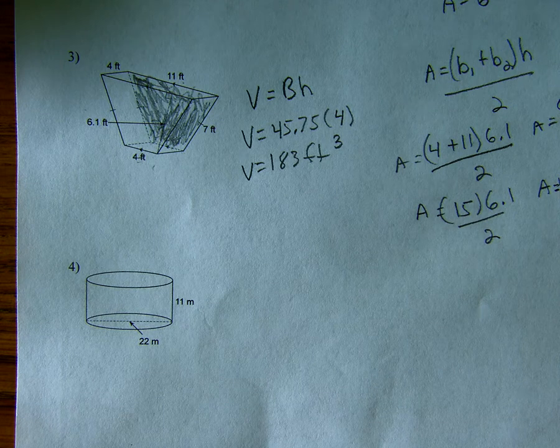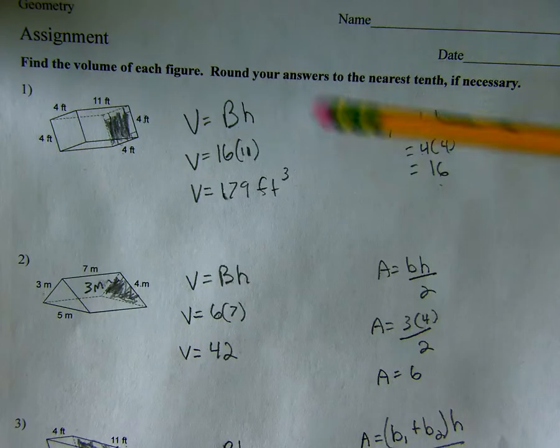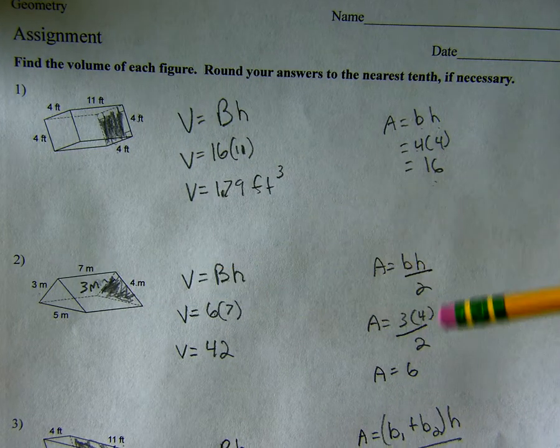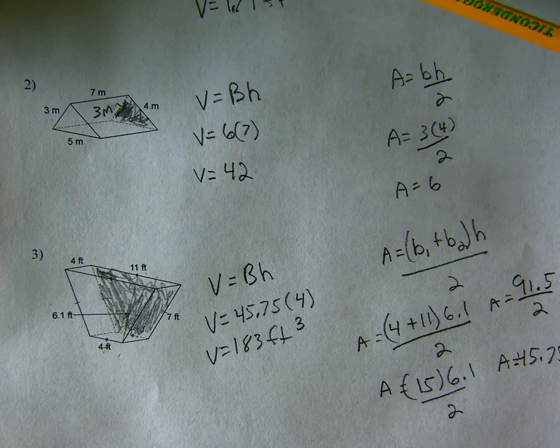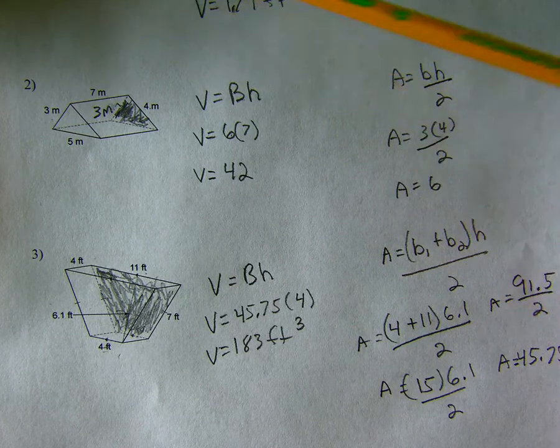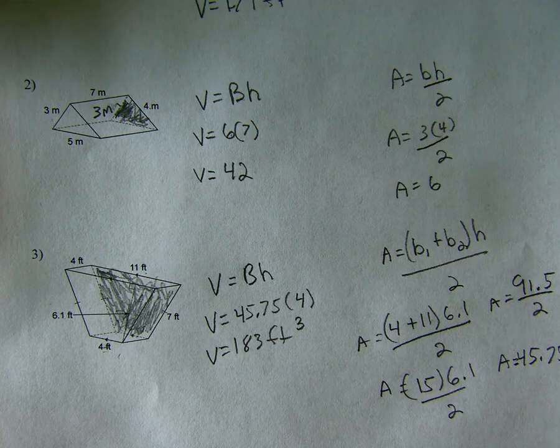Okay, so notice that if you look back here, the shapes are different. So this area part is different, but this part over here for the volume is the same. All you've got to do is find that area and multiply it by the height, and that'll tell you what you need to do.